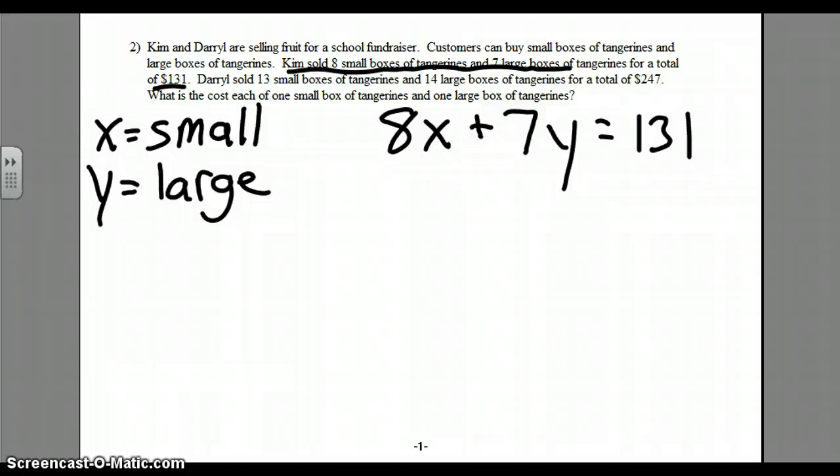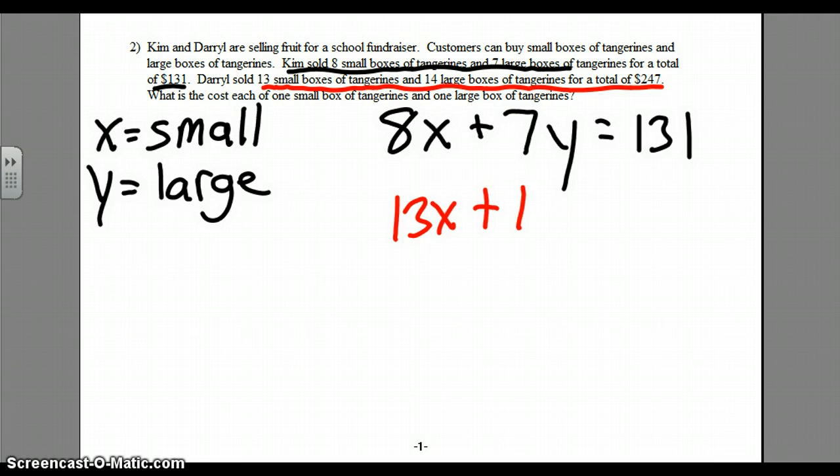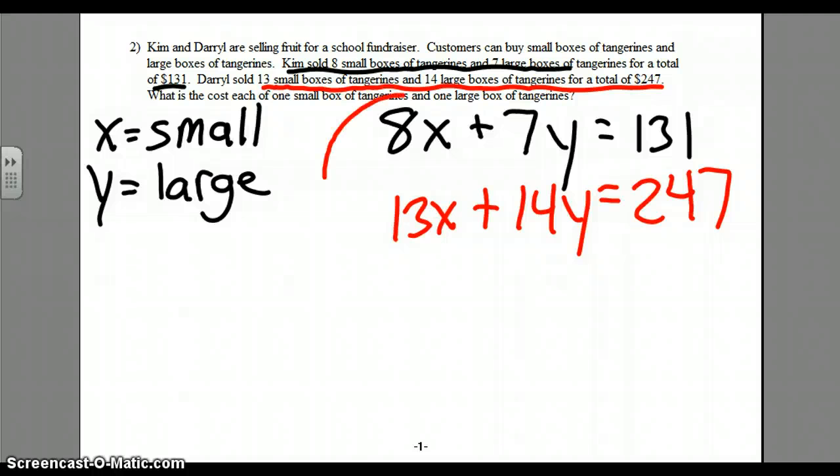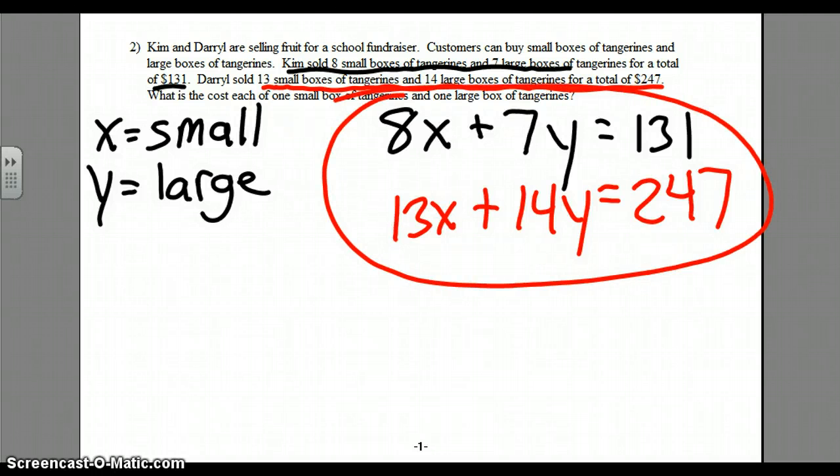And I read the next sentence, Daryl sold 13 small and 14 large for a total of $247. So by reading those sentences, I can write my system of equations. Now I have this system I can solve. And again, I'm not going to go through the solving steps because I think you can look at that and see 7y and 14y. So I'm going to multiply the top equation by -2 in order to cancel them out.